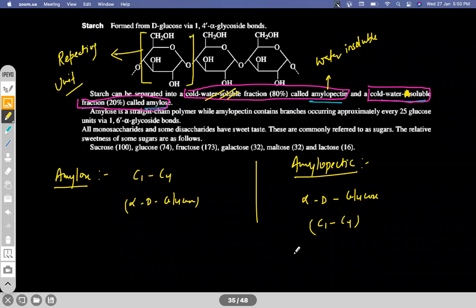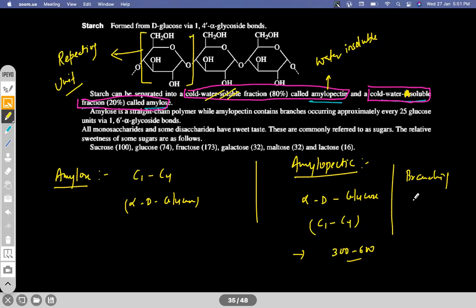Insoluble in water, we have already done, okay? And the number of units here is around 300 to 600. That is not important, just ignore this, okay? We say it is highly branched. If you talk about the linear one, then C1, C4 carbon is involved, like we have in amylose. In branching, what happens? C6 and C4 carbon is involved, right? So write down, in branching, C6 and C4 carbon atoms of various units are involved.